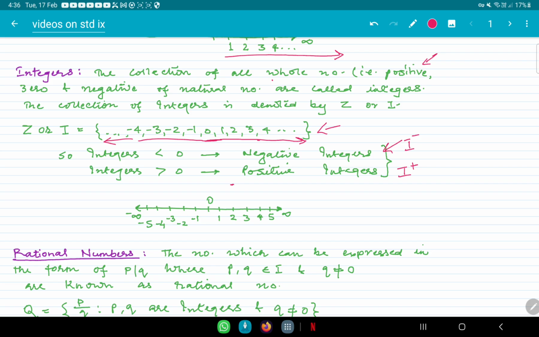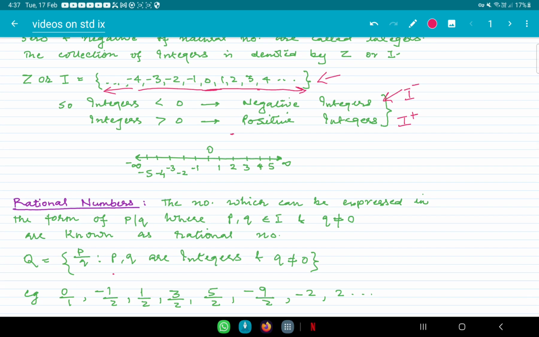Okay, this can also be represented on a number line. So 0 will come in between and they are equally placed. If we ask what is the distance between 1 and 2, the distance between 1 and 2 is the same as 2 and 3, is the same as 3 and 4. Like this, and here also the distance between 0 and minus 1 is the same as minus 1 and minus 2, minus 2 and minus 3, like this.